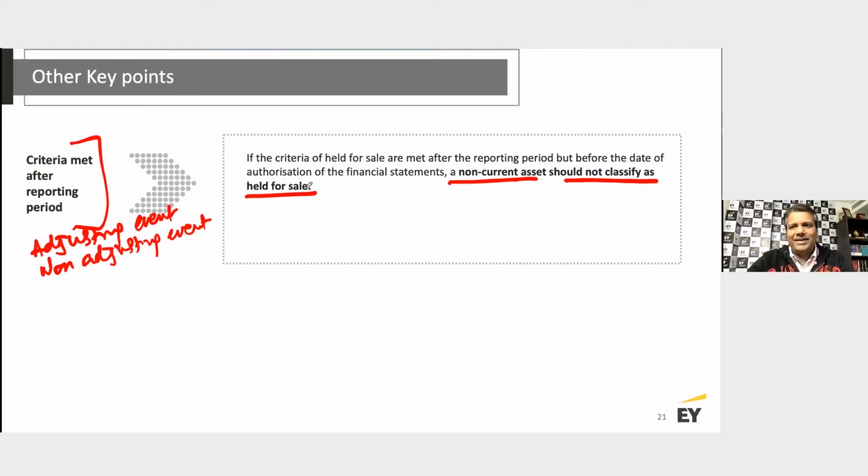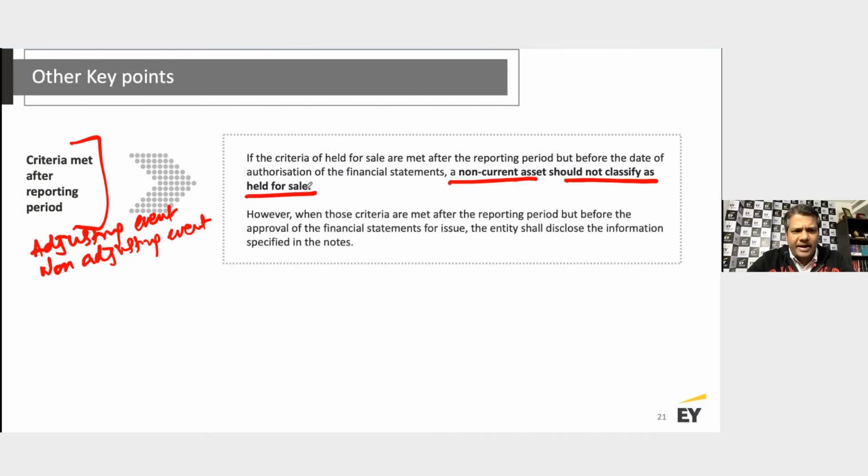But it's an important event in a way. So it's a disclosure event, right? When those criteria are met after the reporting period but before the approval of the financial statements, the entity shall disclose the information in the note. So it's a disclosure event. We will not do any classification or measurement related changes, but we will only disclose that in the financial statements. Classification as held for distribution.